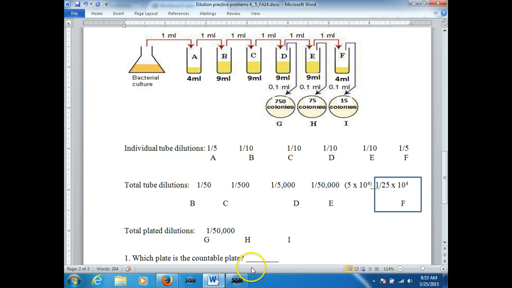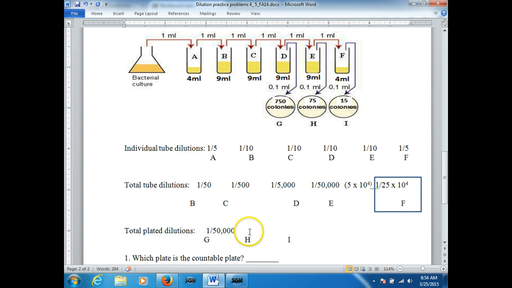Yes. So 750 colonies at a dilution factor of 50,000. Not out of, but a factor of. So it's 50,000 times 75.